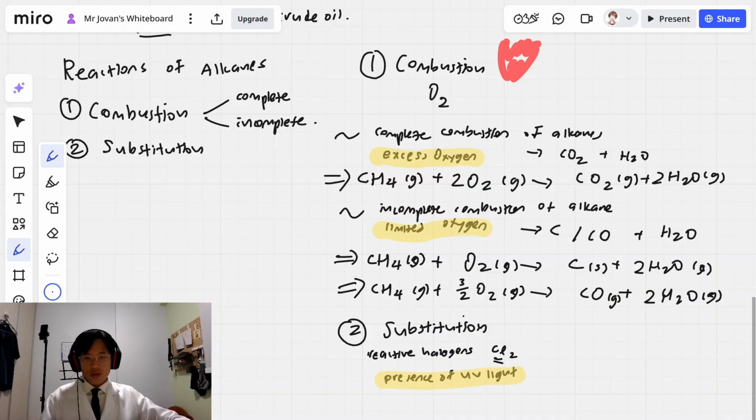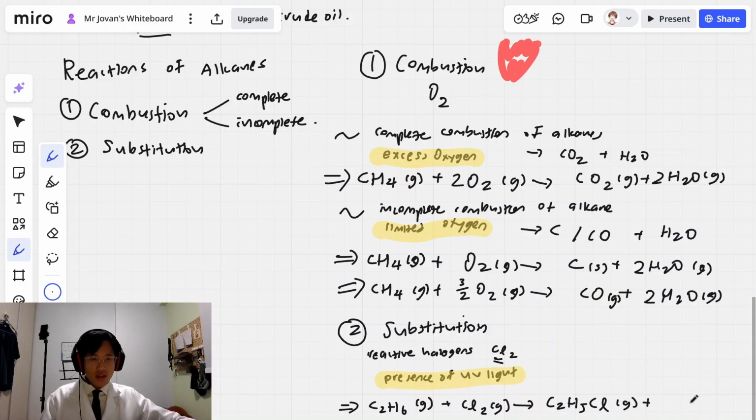Highlight this presence of UV light. So what is the equation? Let's use another alkane for this case, C2H6, which also exists as a gas at room temperature. And I will use Cl2, which is also a gas. What do we get? The whole point of a substitution reaction is that you kick out one of the H and replace it with a Cl. If I kick out one of the H, what am I left with? Five H's and a Cl, which exists as a gas. The H that is gone leaves behind another Cl, which goes with it. So this is the reaction that takes place.